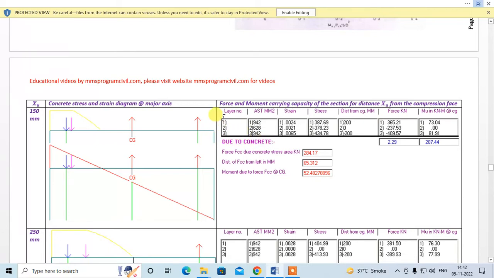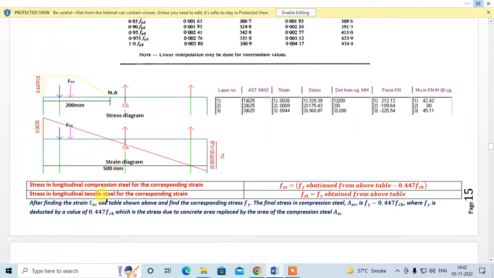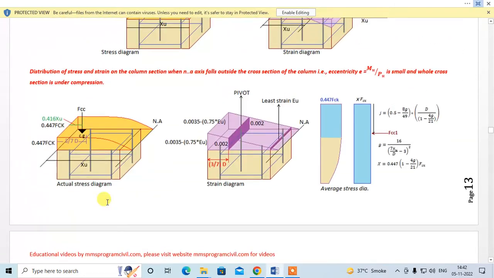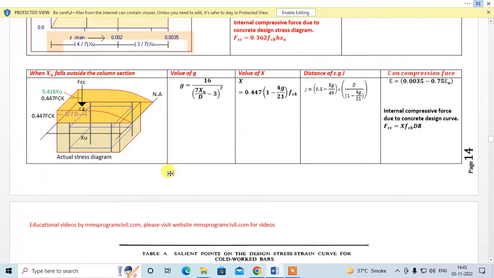Now I have to do the calculations for the steel, right? So first I have to find the strain. So this is my strain diagram, which I am going to use as I have explained above. When our neutral axis falls within the section, then this is the strain diagram which we are going to use. Strain on the compression face I am going to take as 0.0035, and on the other face I am going to take as 0.0035 into (d minus xu) by xu, right? So this is what I am going to use.